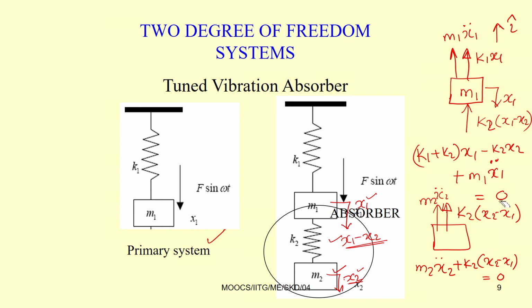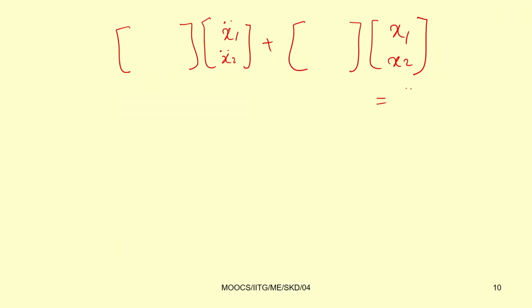So, here we have a force acting. This force can be written as F sin omega t. If this force is not there, then it will be 0, and when the force is acting, we can write this force equal to F sin omega t. So, here we have to write the external force acting on the first mass, that is F sin omega t, and on the second mass no external force is acting, so this will be equal to 0.